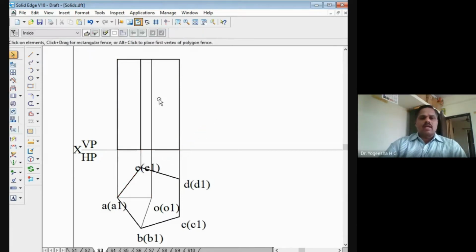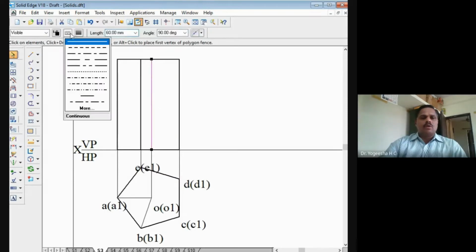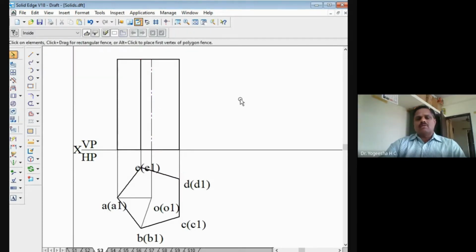So this is the axis line. I'll change the line type to axis line here. This is how we draw the first front view. The first front view has been drawn like this by drawing the first top view.